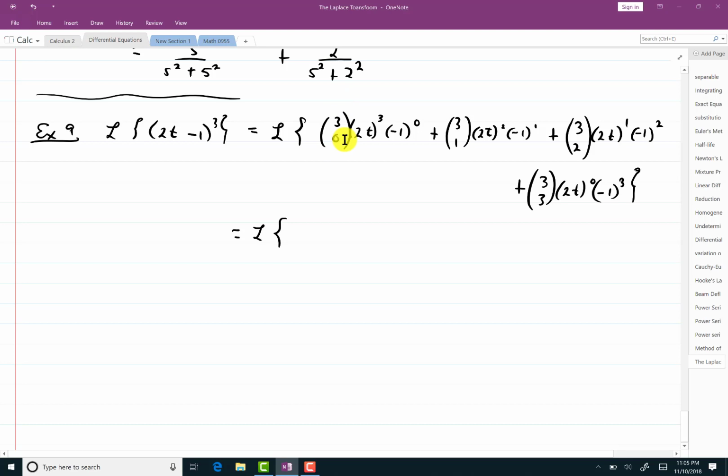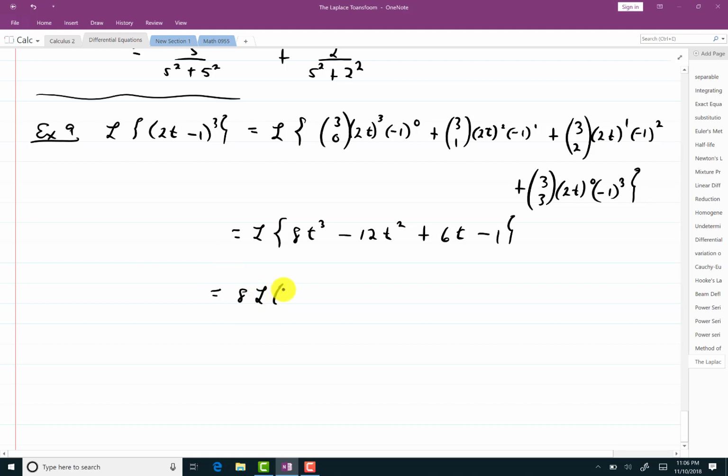This 3 choose 0 turns out to be 1. So all I have to worry about is 2t to the third, because negative 1 to the 0 is also 1. I'll have 8t cubed. Then for the next piece, 3 choose 1 is 3. Then I'll have 4t squared, but it'll be negative. So I'll have negative 12t squared. Here, the negative 1 squared will be positive, so I can put a plus. 3 choose 2 is 3. 3 times 2t is 6t. And then on the last one, 3 choose 3 is 1. 2t to the 0 is 1. And we just have minus 1. But this is really nice because now I can break this up.